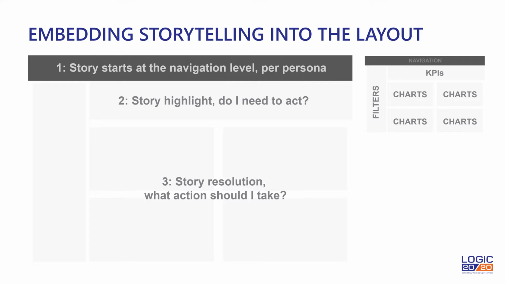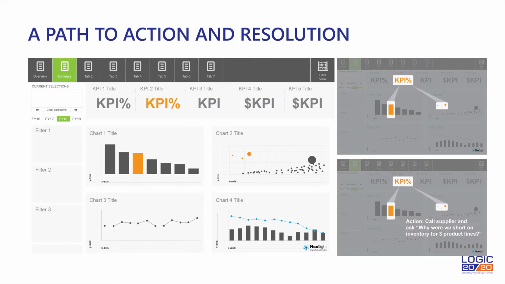Taking that a little bit further, how do we facilitate a path to action? And on the example over to the right, you can see we've got a KPI, it's gone orange, and on the bottom right, you can see we've been very deliberate in how we do the design here. We know that this means there's an action to call the supplier and ask, why are we short in inventory for 3 product lines? And so just a general example of how you would use a chart to facilitate some sort of action. And ideally, the next time you open this dashboard, those things are resolved and you're no longer seeing the orange for this particular occurrence.